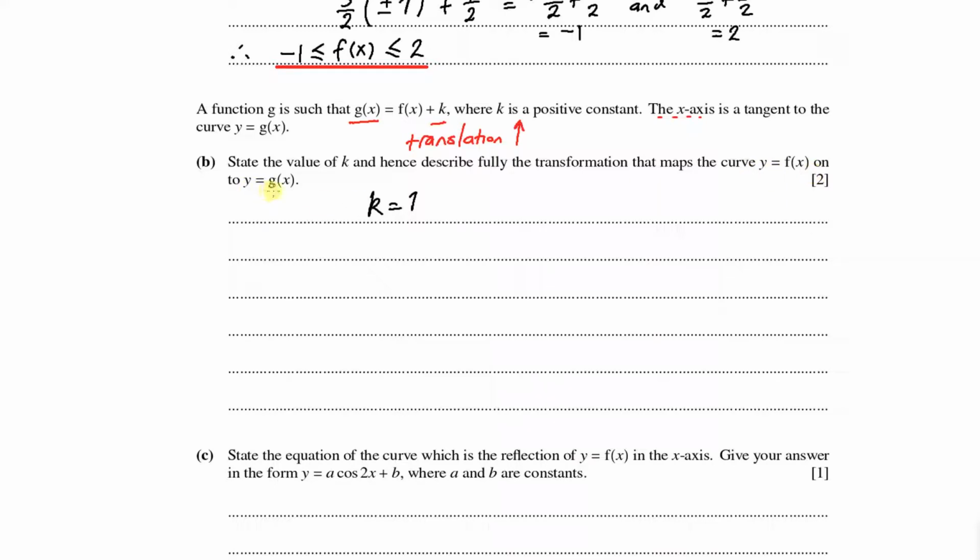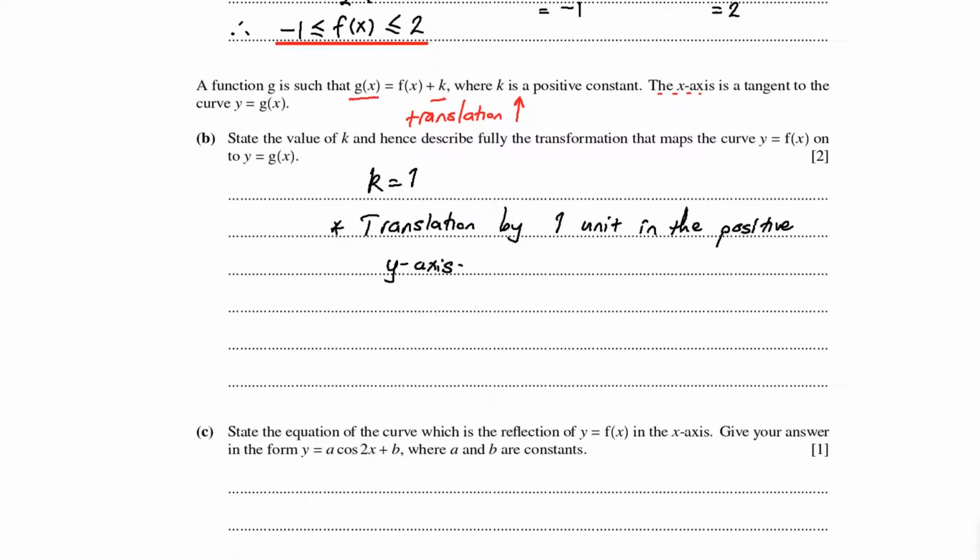And it says, and hence describe fully the transformation that maps the curve y is equal to f of x onto y is equal to g of x. So we're saying it's a translation by 1 unit in the positive y-axis. So that's the transformation. Let's go on to part C.